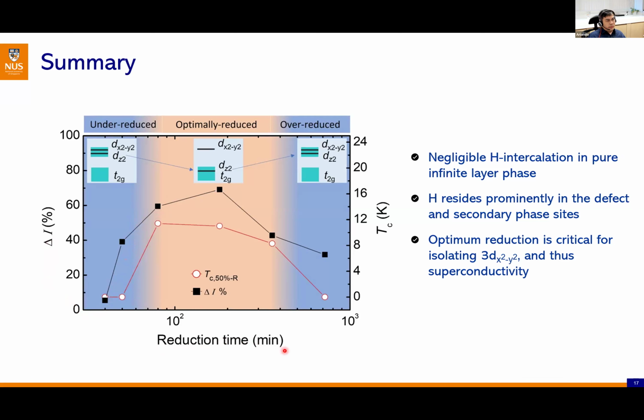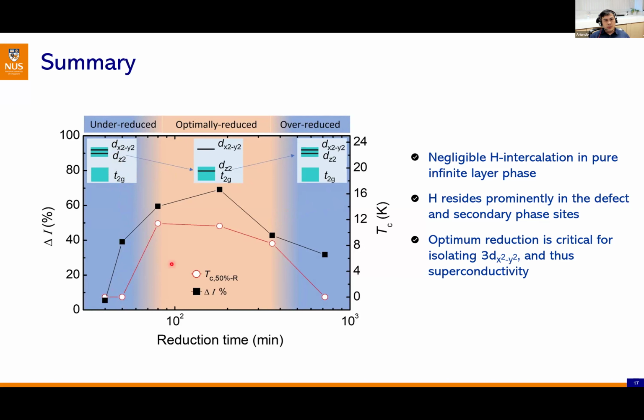So we can conclude from this that there is this increase in the separation because of the asymmetry between the out-of-plane and in-plane. So the optimally reduced system is likely much more isolated in terms of the dx²-y², while in the case of under-reduced and over-reduced, possibly the 3d z² is lifted closer to the dx²-y². So this makes the absorption more symmetric.